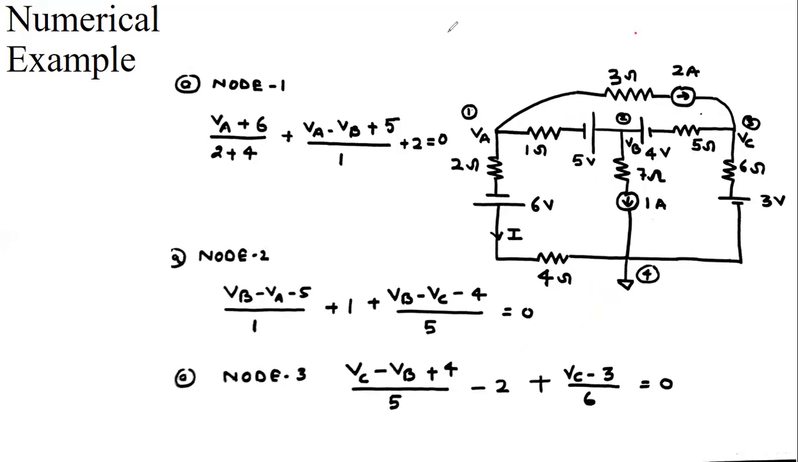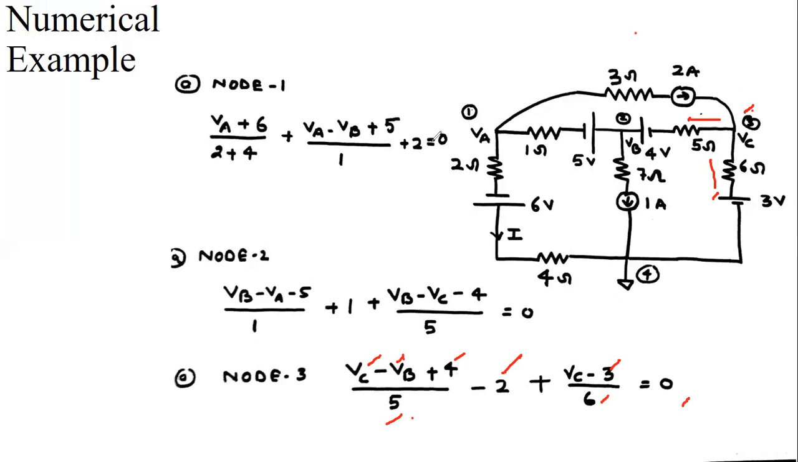Now apply the KCL at the third node, C node. At node 3, my first current, the outgoing current, is VC minus VB, and from the negative side, here we have taken the positive sign, VC minus VB plus 4 upon 5. Second, a 2 ampere current is coming at this node, so this is with the negative sign. And the third current in this branch is VC, and here is the plus sign, so consider it as minus 3, VC minus 3 divided by 6 equal to 0.